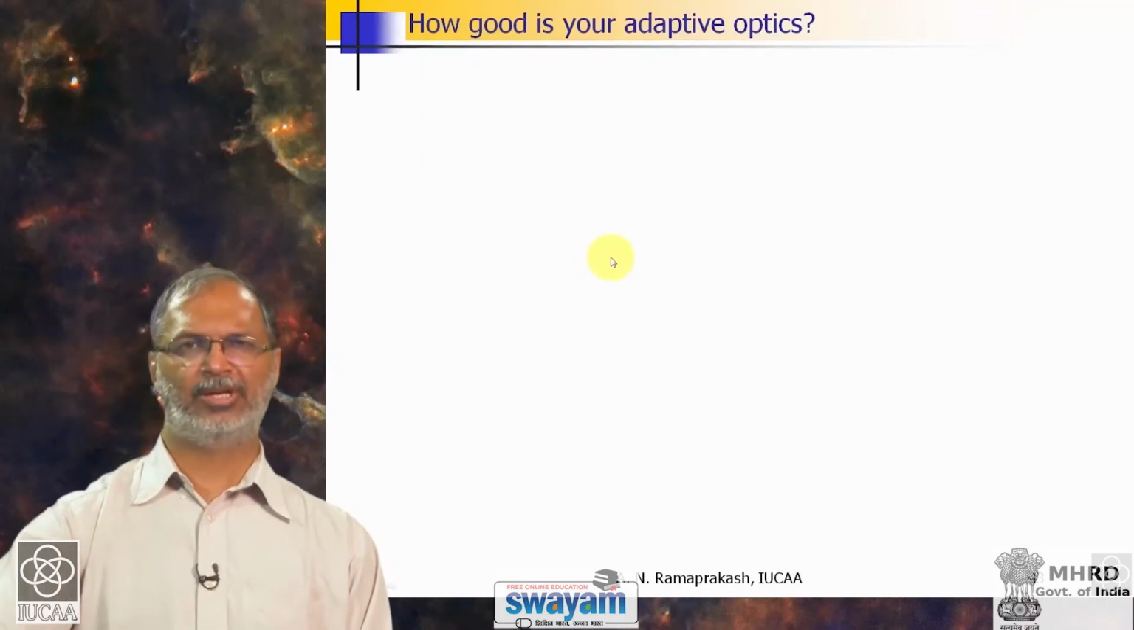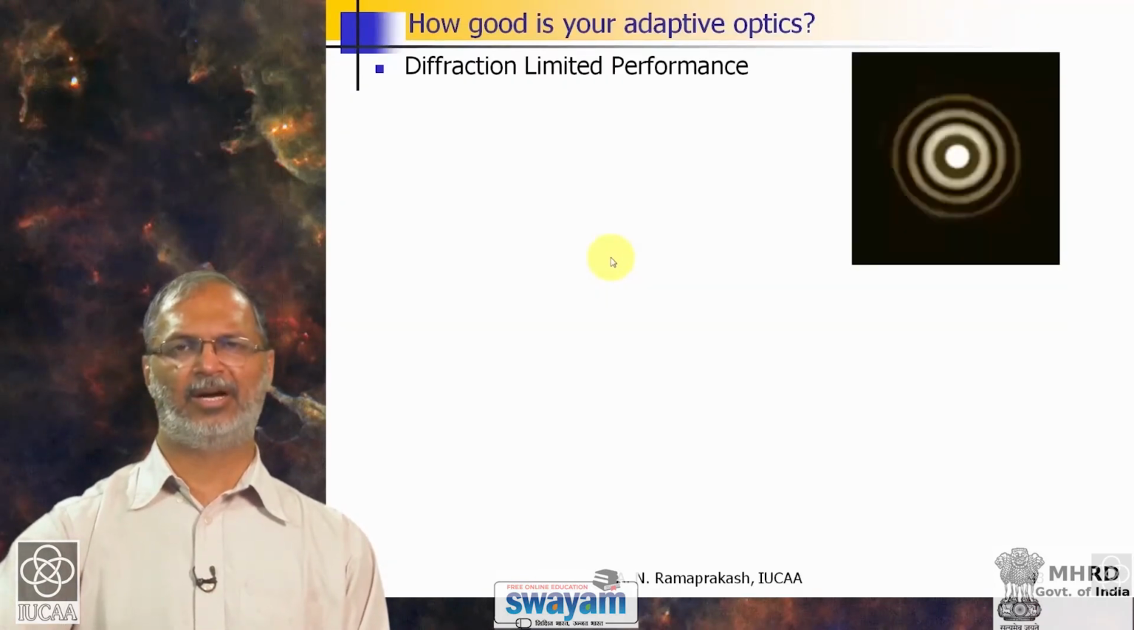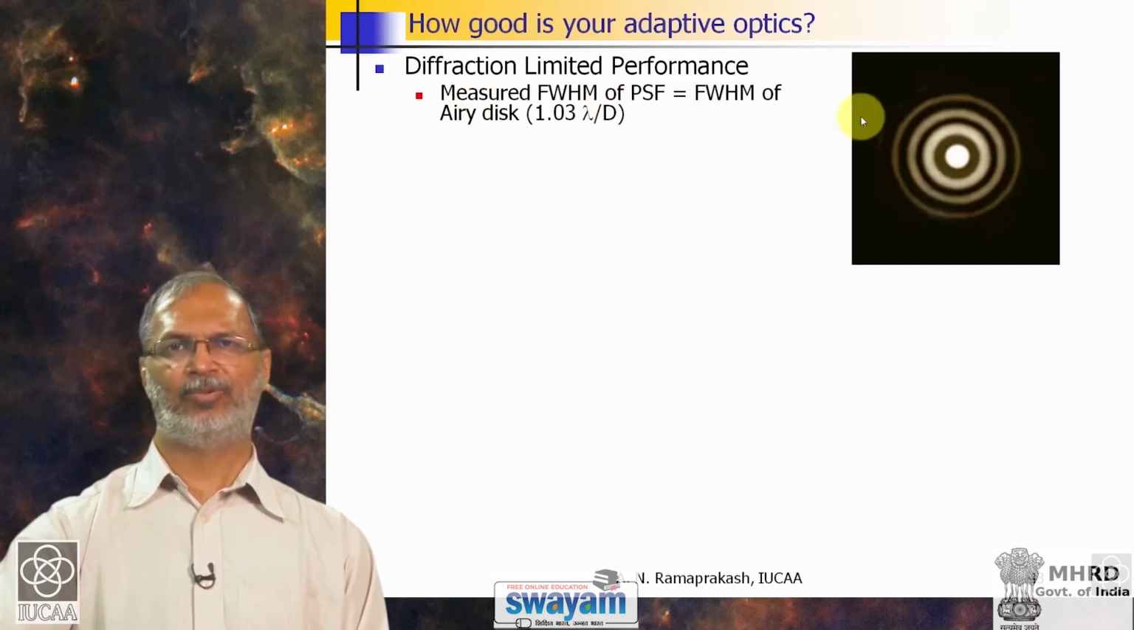So, let me just quickly try to quantify in this slide how good your adaptive optics system is. Without atmosphere you should get an airy disk pattern. So, that is your reference. Now, how good is the adaptive optics system performing compared to your airy disk pattern? If I take an airy disk pattern and measure the full width at half maximum, that is, the distance from the center at which the intensity reduces to half its peak value, that is given by 1.03 lambda over D.